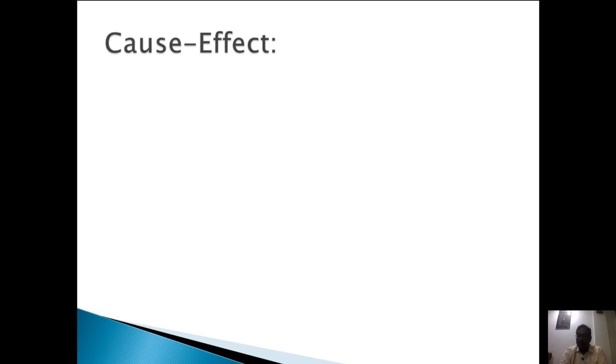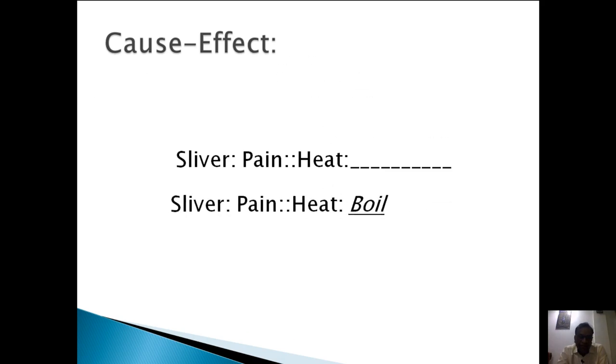Cause and effect. Now we'll discuss the cause and effect. Sliver equal to pain, and heat equal to boil. Getting me? Cause and effect. Because of sliver, we are having a pain, and because of heat, it is boiled. So cause and effect relationship is also very important, because we are discussing one after another the types of analogies. So this is also very important.